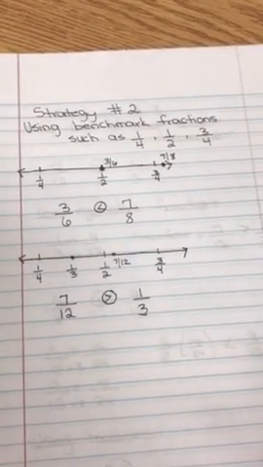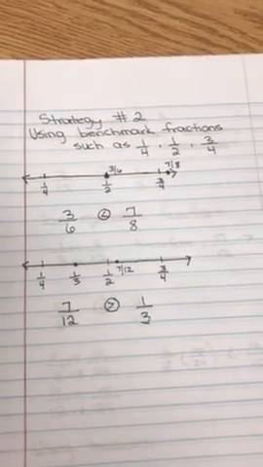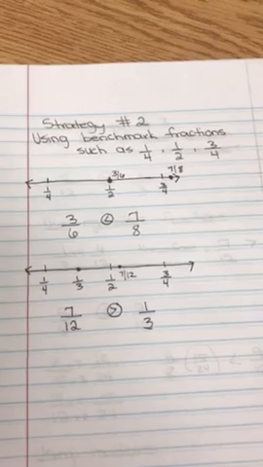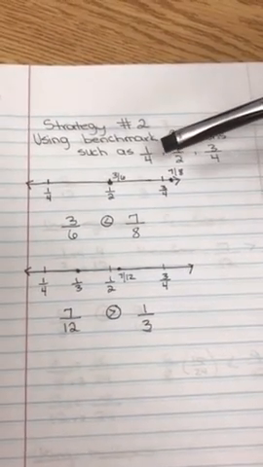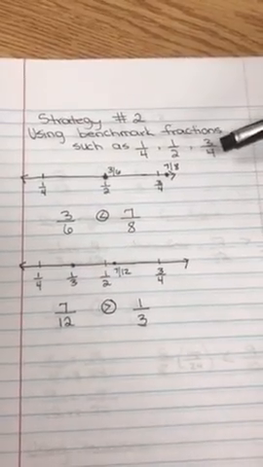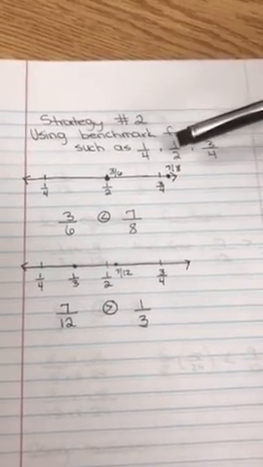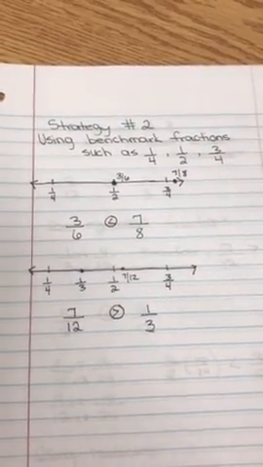Next strategy is going to be known as benchmarking. So we're really going to get into this this week. And this might be something new that you've not seen before. But benchmark fractions, kids are really good about knowing how much a fourth is, a half, and 3/4. So we use these benchmark fractions to determine where to place fractions on the number line.